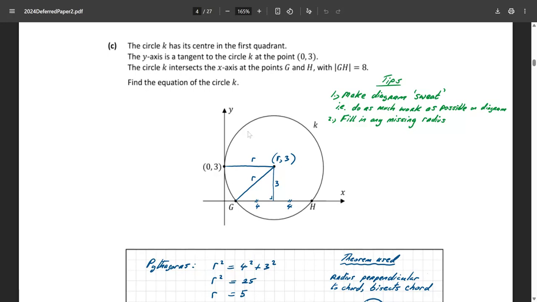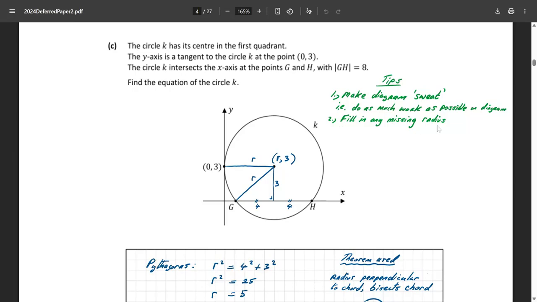So again, we were given just a circle here. These are my own lines in blue, but the original circle we were given is the black circle here. There's a point on the circle (0, 3), and there are other points G and H where it cuts the circle with the x-axis. Now, what did I do here? Well, as I said, make the diagram sweat. Fill in things that you know.